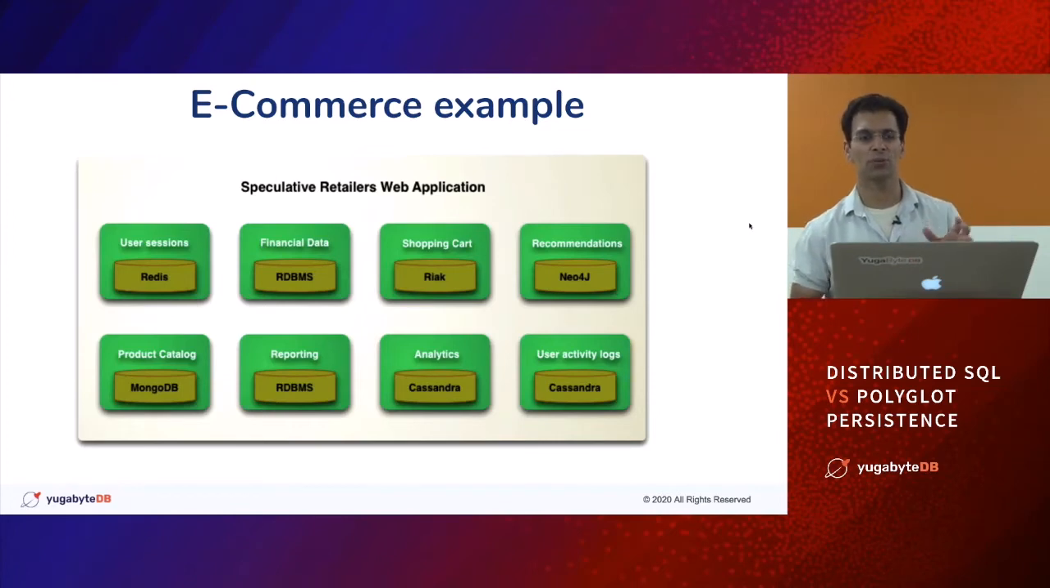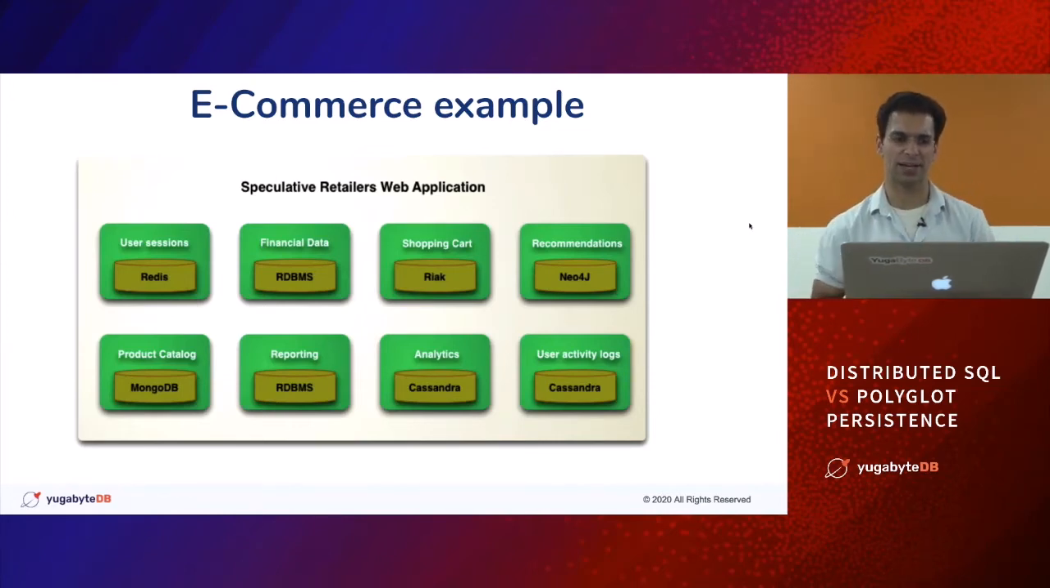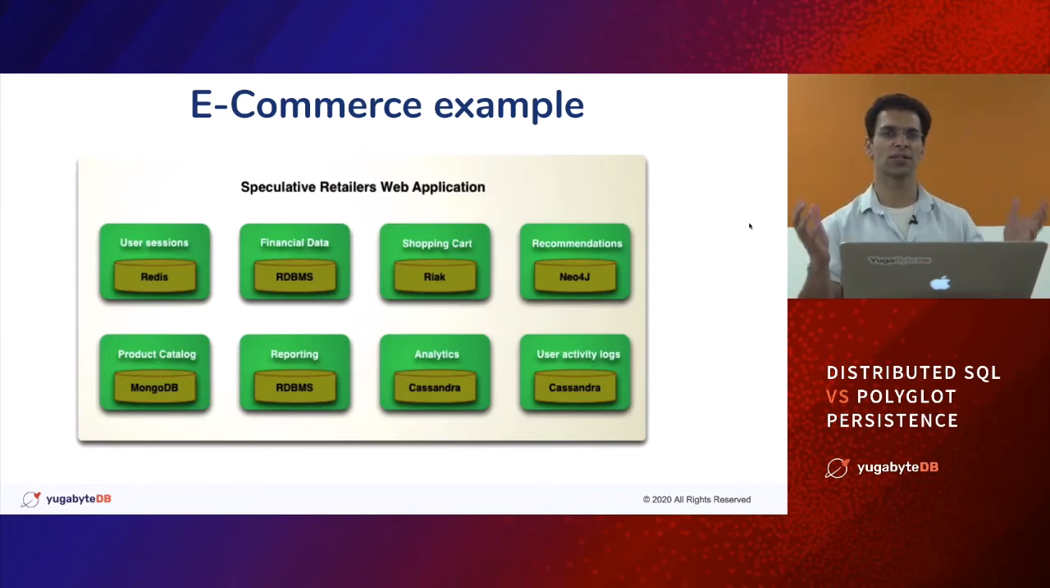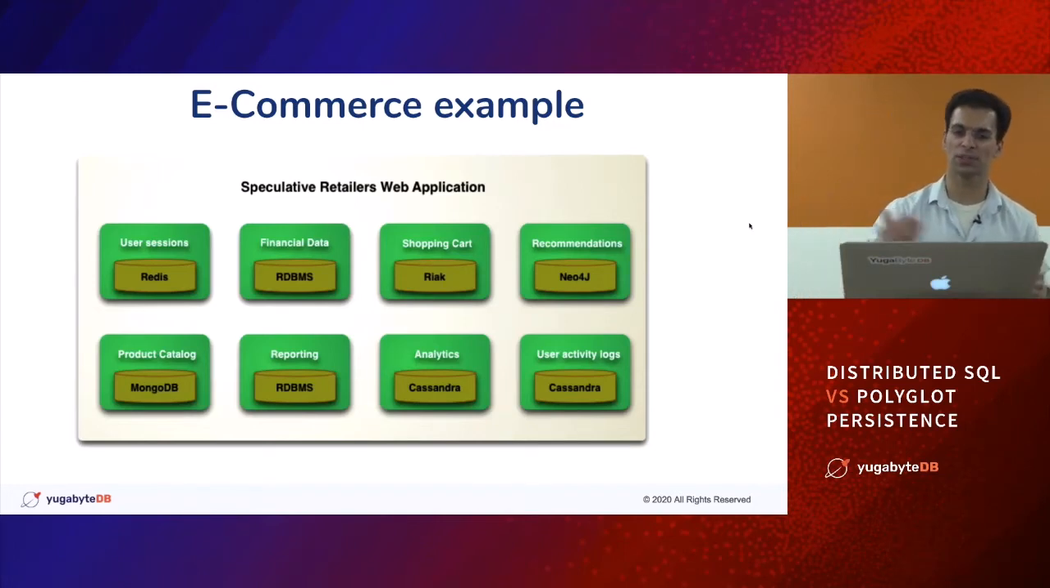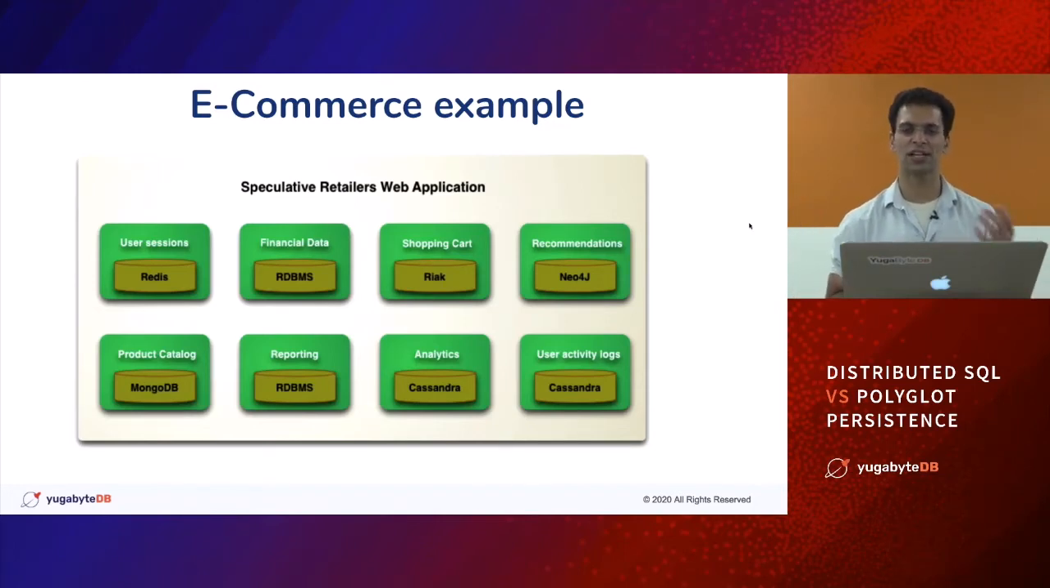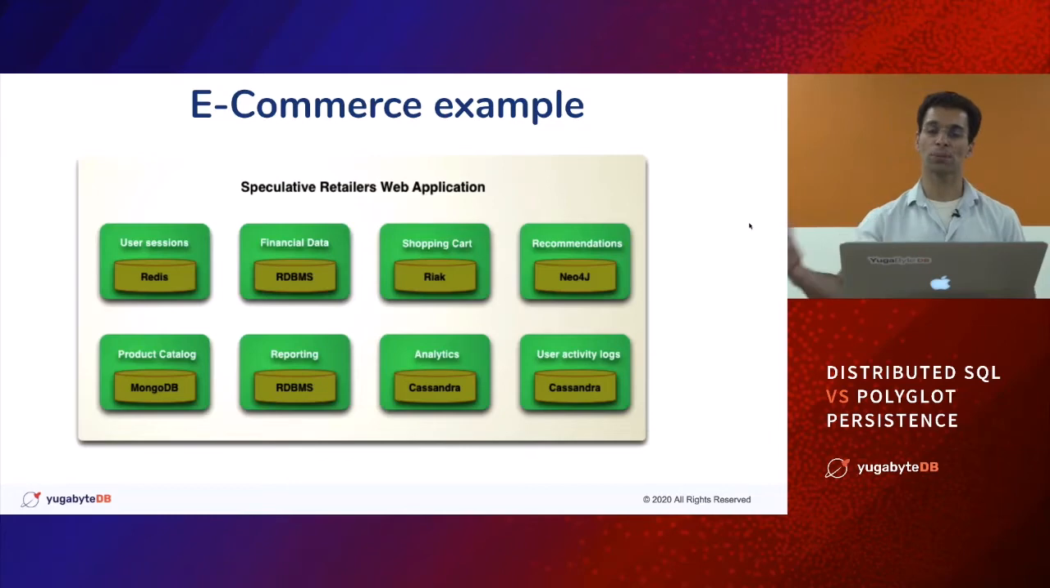Now, if you take a web application, you can compose it of a number of access patterns. You have user sessions, where users log in and you have to maintain their session. You have a product catalog where you're browsing the products and so on. You have financial data and reporting things like your orders, your billing, your invoices, and all of that. You have your shopping cart where you actually add to your cart, you view things in your cart and you hit the checkout button.